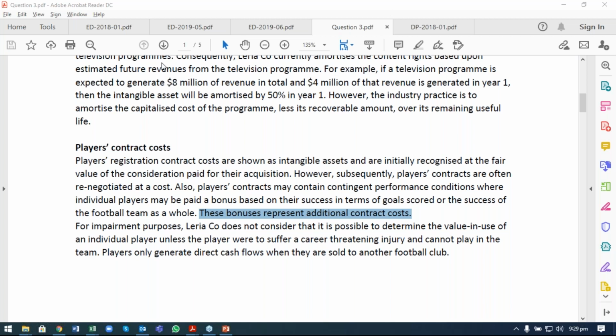I don't get the point. VIU and fair value less CTS, whichever is higher, and not NRV. Sorry, I don't get the point.